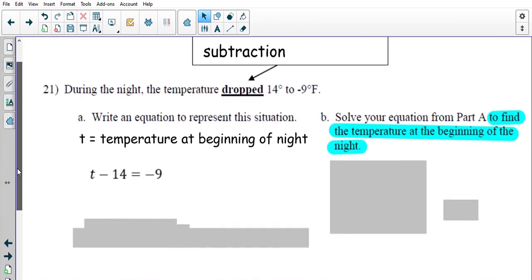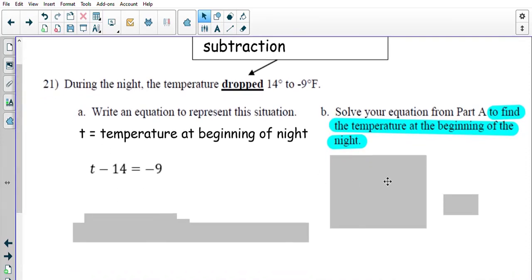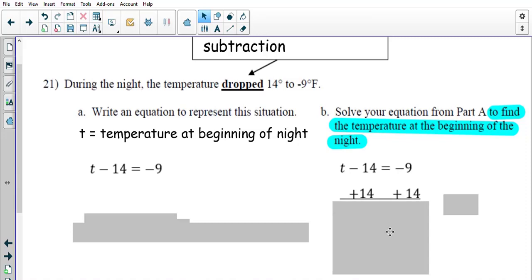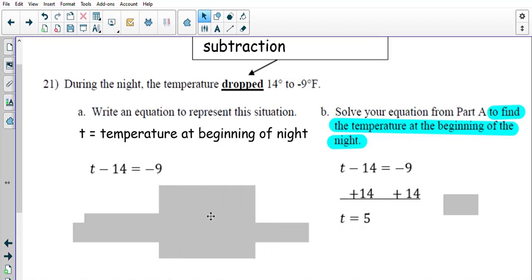So what's happening to the variable t is minus 14. The inverse of that is to add 14. So in your calculators, or mentally, do -9 plus 14. The temperature at the beginning of the night is 5. So our answer is 5 degrees Fahrenheit. That was the temperature at the beginning of the night before it dropped 14 degrees to -9.